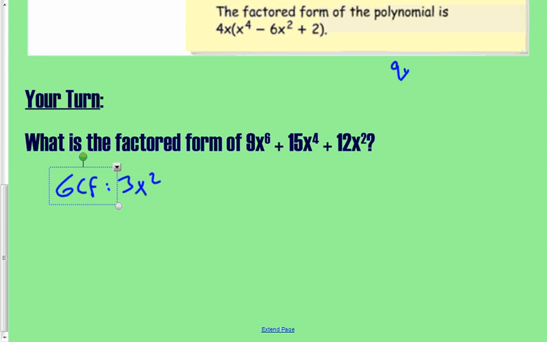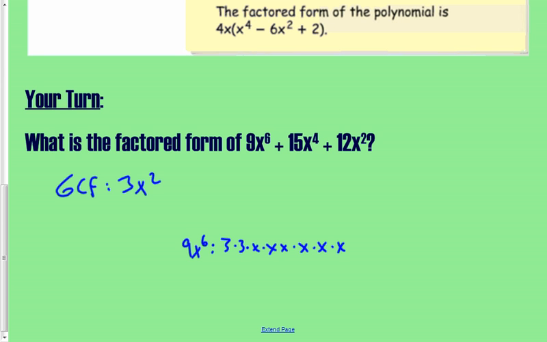So 9x to the 6th power would be 3 times x times x times x times... I'm running out of room. Let's pull this down. I'll erase it in a bit. So times x times x times x times x times x. Oops, too many x's. Sorry.